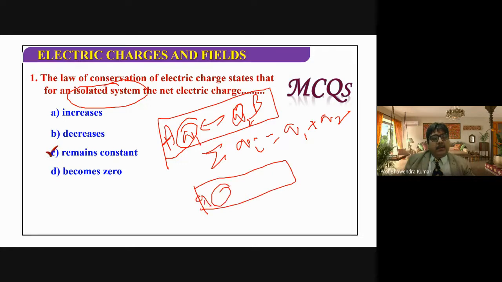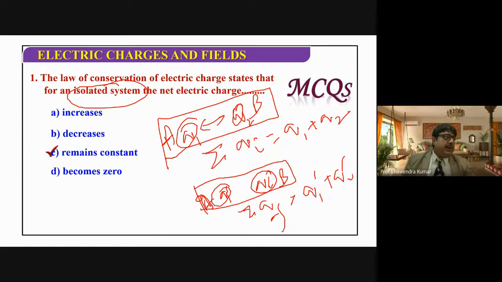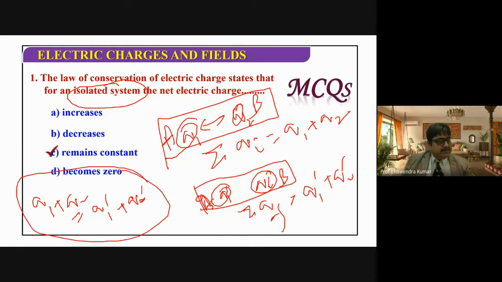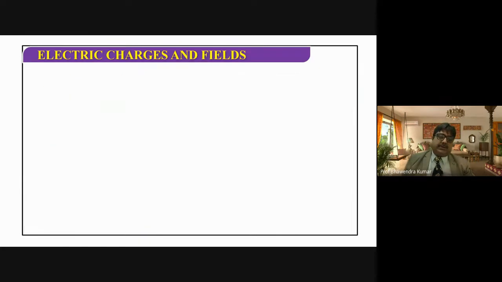Now A will hold a charge of Q1 dash, B will hold a charge of Q2 dash, and the total final charge will be how much? Q1 dash plus Q2 dash. And according to the conservation of charge principle, Q1 plus Q2 will be equal to Q1 dash plus Q2 dash. Is that clear? Because the total sum of the charge remains constant.